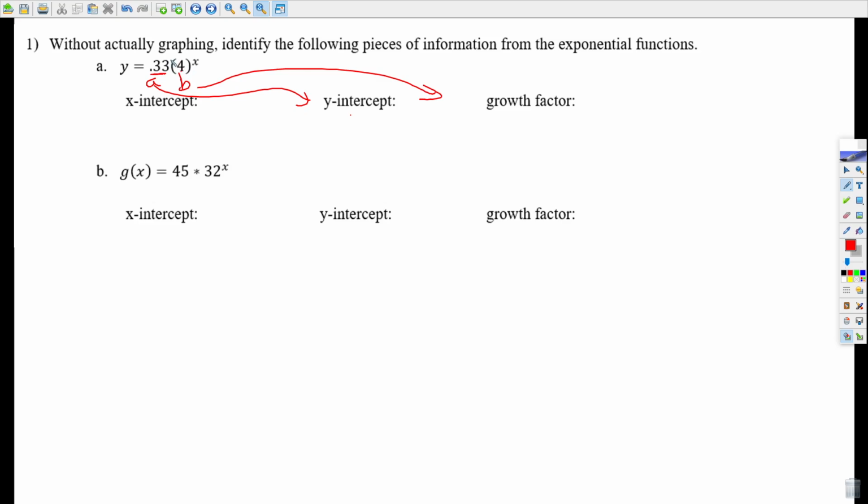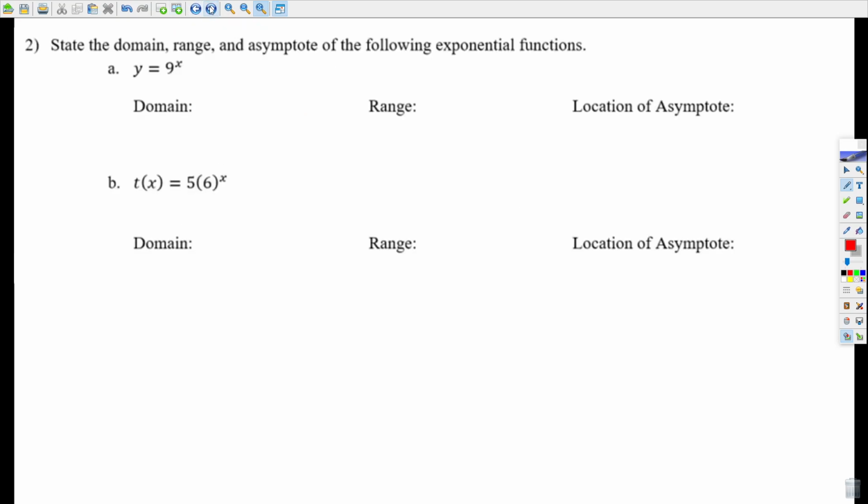So if I were to try this one here, I would say none for this one. Y-intercept is the first part, 0.33. Growth factor is the number 4. Should be very easy answers for those 3.